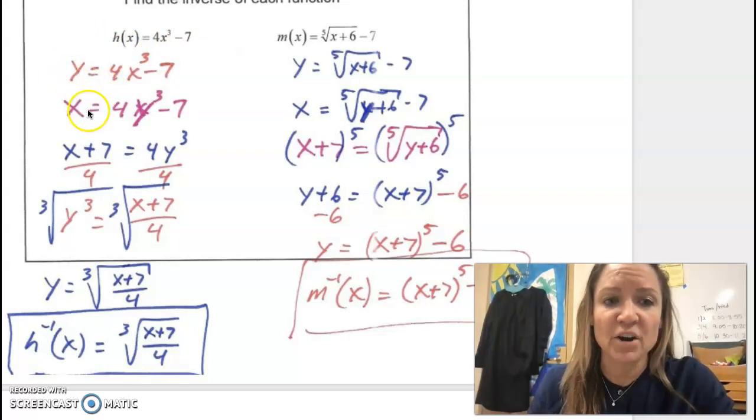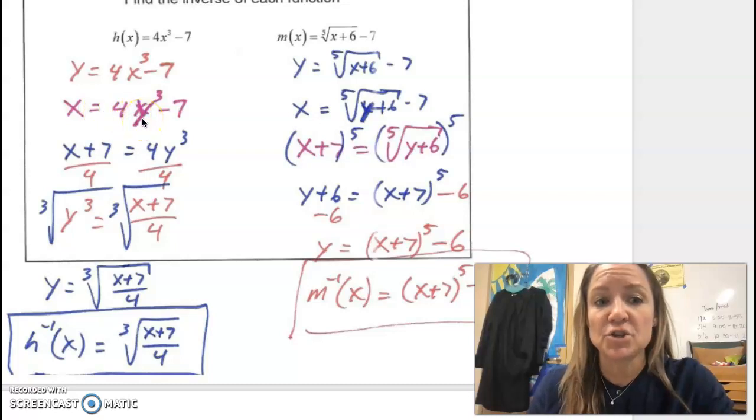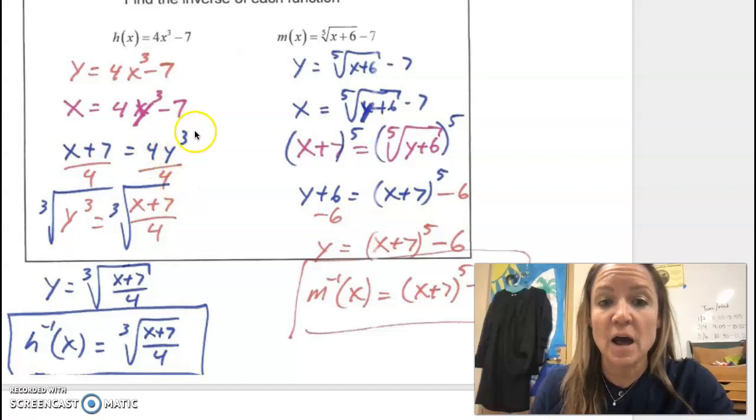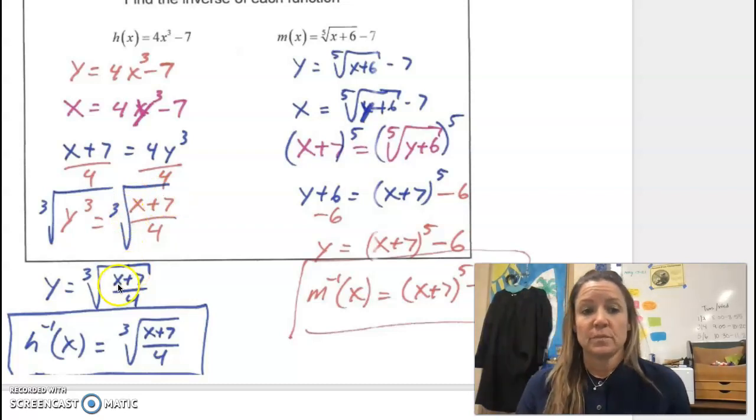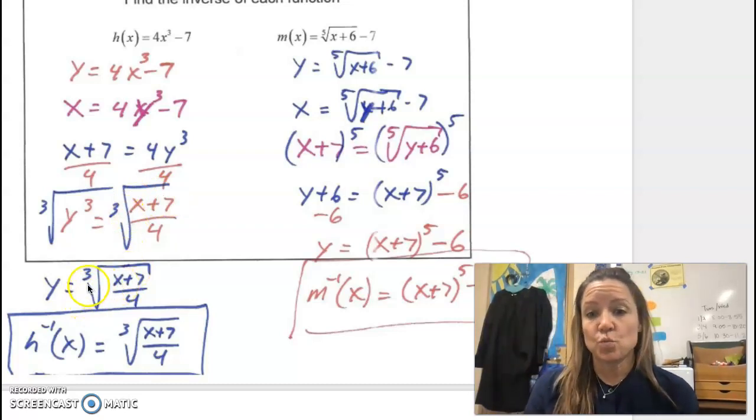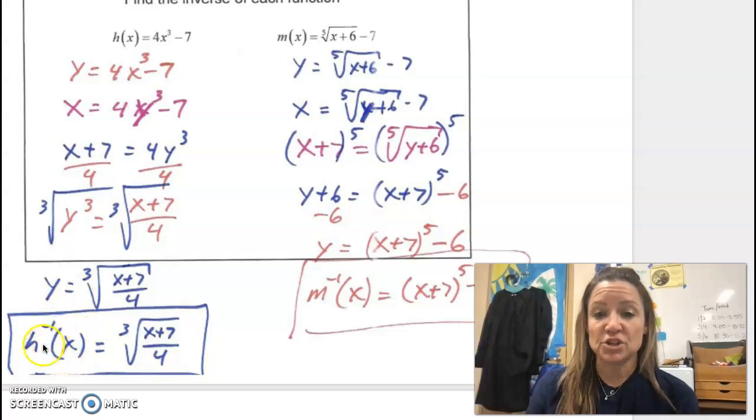Then I swap my variables. And then I'm going to do some inverse operations. So I'm going to start by adding 7 to both sides. Then I'm going to divide both sides by 4 here. And then the inverse operation of third power is third root. And then I just swap back to function notation and have the inverse of h of x equal to the third root of x plus 7 over 4.